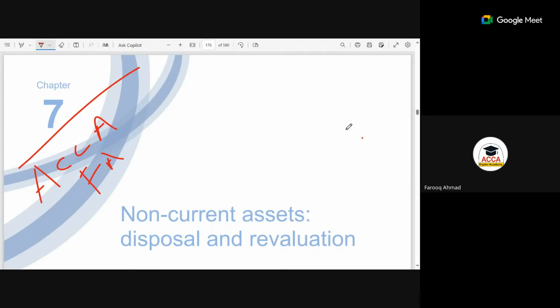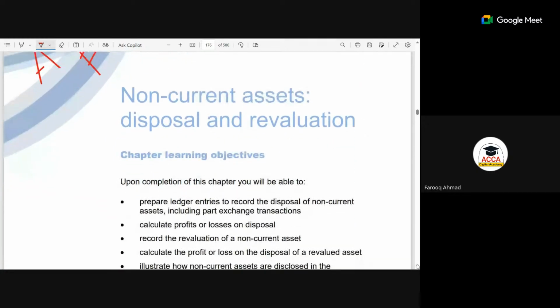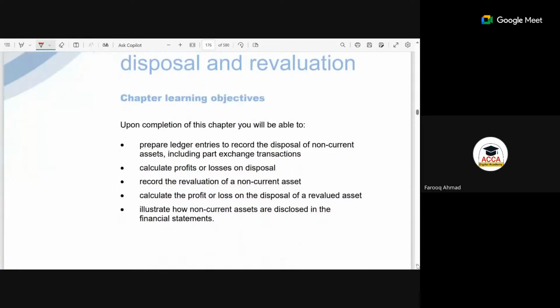Hi student, good day. We're starting chapter 7 for ACCA Financial Accounting: Non-Current Asset Disposal and Revaluation. By the word, the meaning is understood: disposal is when they sell this asset, and how they will treat it. Revaluation means if an asset's value increases or decreases, we will see how the revaluation will take place. Then we prepare the ledger entries, record disposal of non-current assets or asset exchange transactions, and calculate profit or loss on disposal.